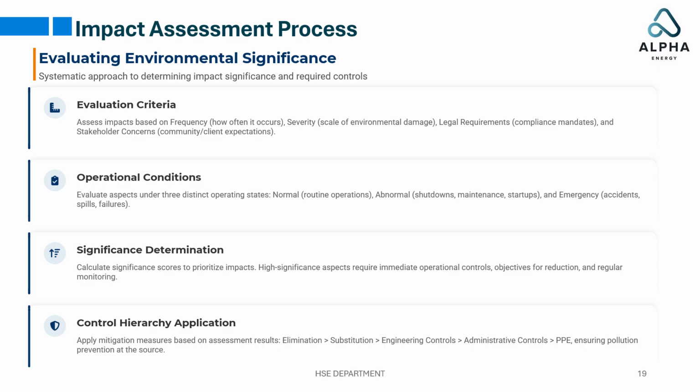The process begins with evaluation criteria, where impacts are assessed based on factors such as frequency of occurrence, severity of environmental damage, applicable legal requirements, and stakeholder concerns including community or client expectations. The next step considers operational conditions, where environmental aspects are evaluated under 3 different scenarios: normal operations, abnormal conditions such as shutdowns, maintenance, or startups, and emergency situations such as spills, accidents, or system failures.